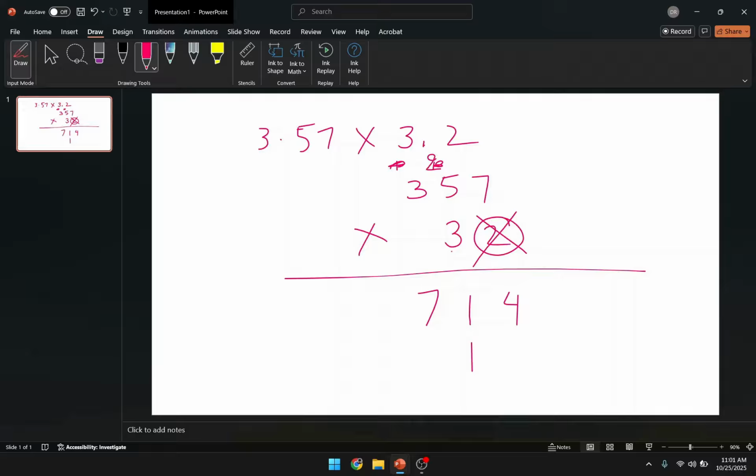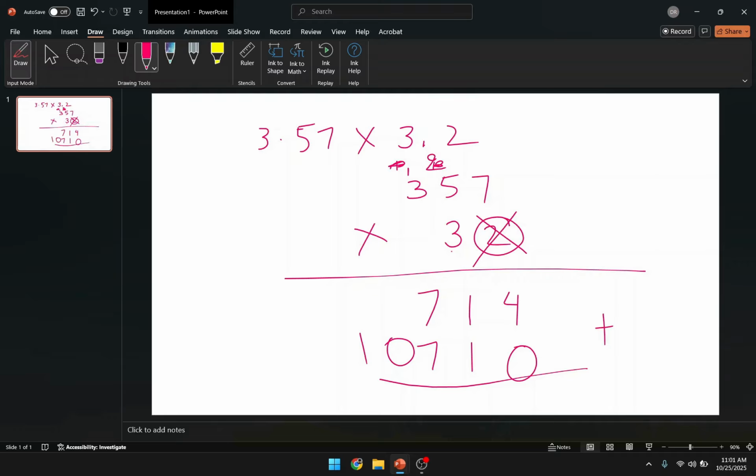There's a carryover of 2. You can put 0 here because there is nothing. Now 3 times 5 is 15 plus 2 is 17. There's a carryover of 1. 3 times 3 is 9 plus 1 is 10.